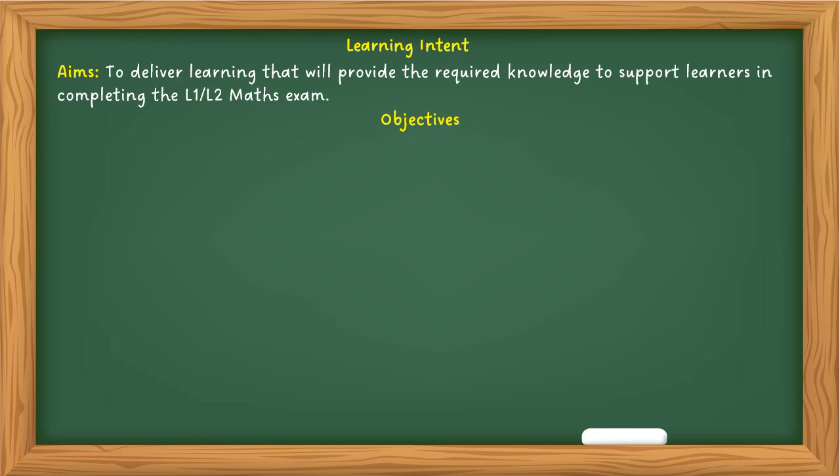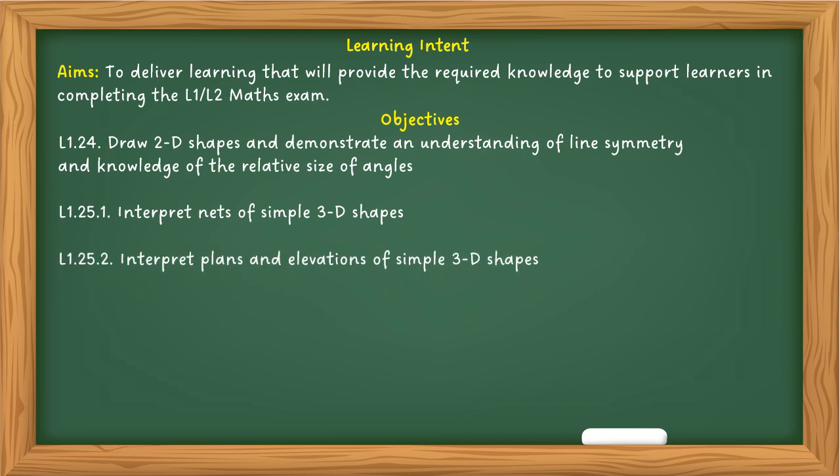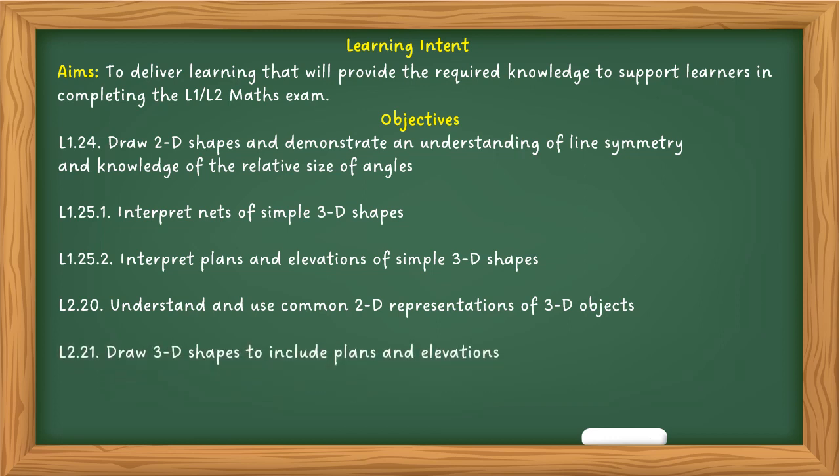Now the objective of this session is to draw 2D shapes and demonstrate an understanding of line symmetry and knowledge of the relative size of angles, interpret nets and simple 3D shapes, interpret plans and elevations of simple 3D shapes, understand and use common 2D representations of 3D objects, and draw 3D shapes to include plans and elevations.